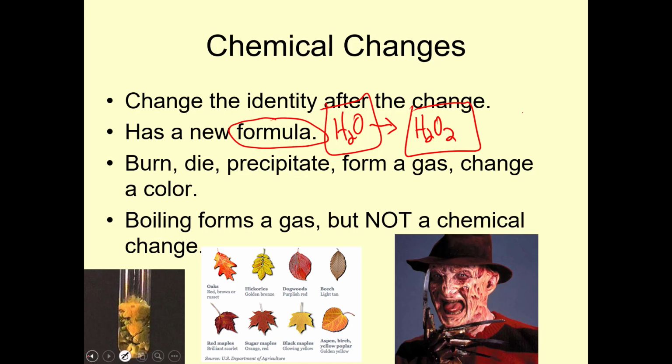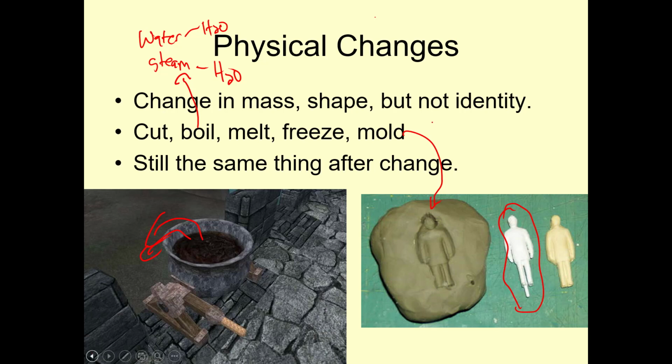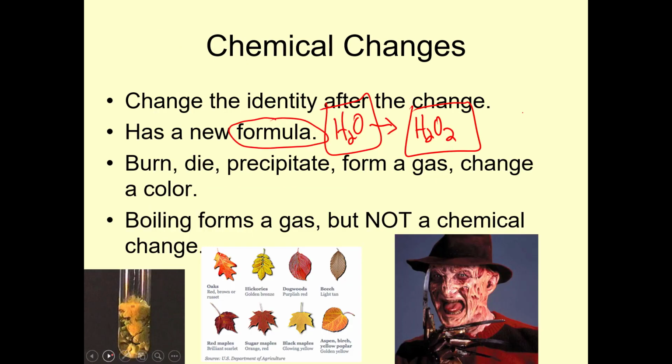I'm actually going to hop back one and add a word on here. Distill is a physical change, and filter is another physical change. Burn, die, precipitate, form a gas, change a color. All of those are chemical changes. Now, a cautionary one: boiling forms a gas, but it is not a chemical change. So watch out for that one.